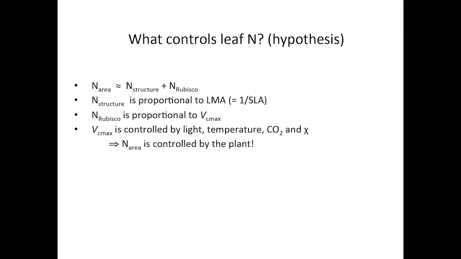two components, a structural component and a Rubisco component. We postulate that the structural component should be proportional to LMA, plenty of evidence for that, and the Rubisco component should be proportional to Vcmax, and Vcmax should be controlled by the plant. So in other words, in the end, the nitrogen per unit area is controlled by the plant.